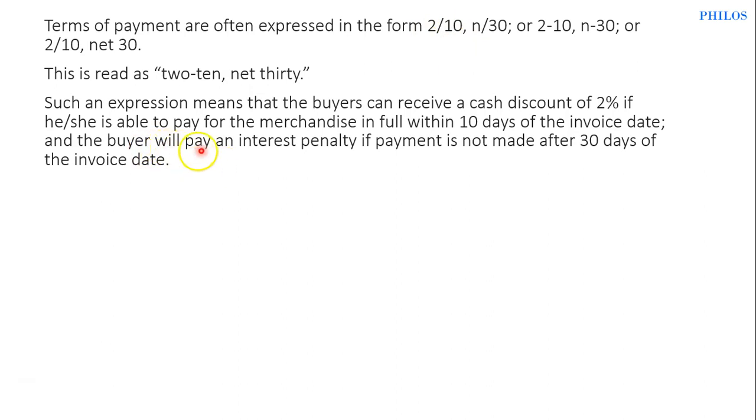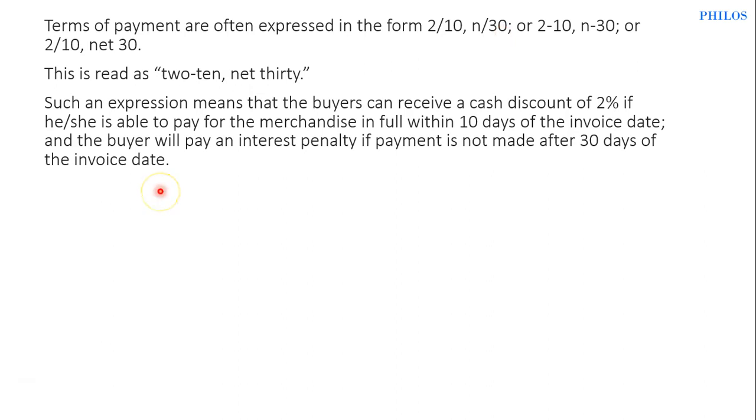And then the buyer will pay an interest penalty if payment is not made after 30 days of the invoice date. If you fail to make payment after 30 days, that's the meaning of the net 30 here. Note that after the 10 days, you won't get any cash discount anymore. And then the maximum allowable time for us to get our money is 30 days. If you fail to pay after 30 days of the invoice date, then we can charge you interest penalty.